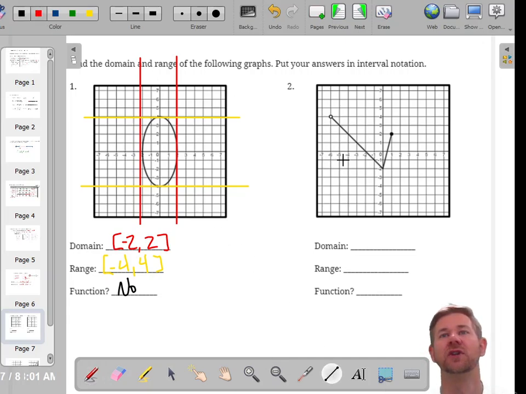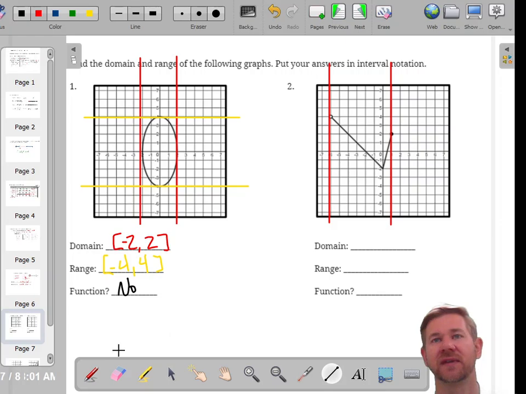Try another one. Domain, left to right, smallest x value, biggest x value. The smallest x value is negative 6, and since it's an open circle, I'm going to use parentheses. The largest x value is positive 1, and since it's a closed circle, I'm going to use a bracket.